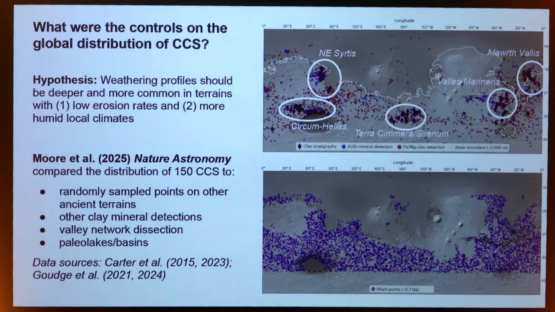And so in Nature Astronomy, Rihanna did a really nice study comparing the distribution of the 150 glacier stratigraphies from the Carter et al. papers to a variety of other data sets to try to understand their distribution. So including randomly sampled points on other Noachian and early Hesperian terrains, other clay mineral detections, the valley network dissection level, then also paleo lakes and basins.